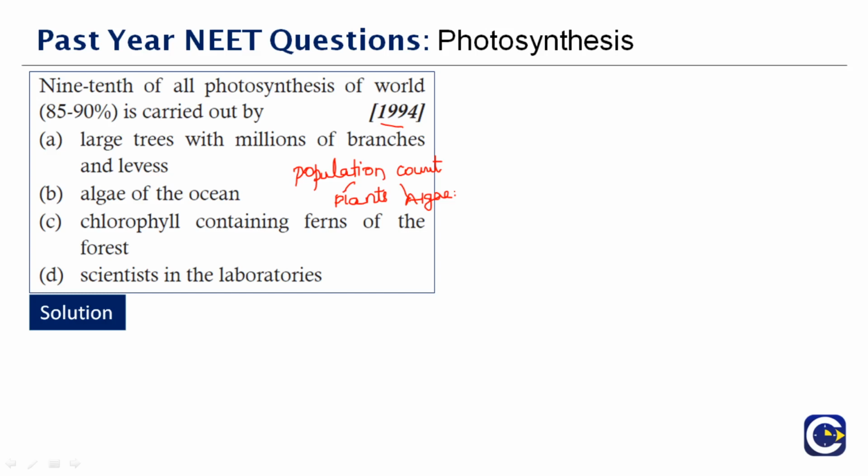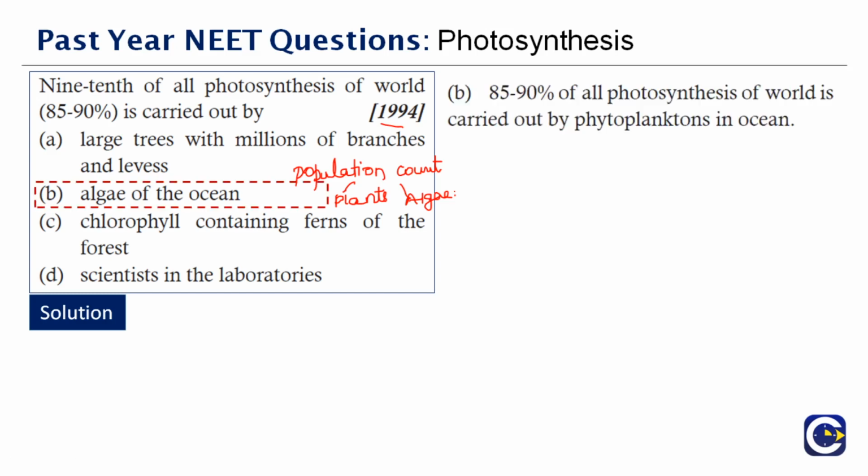If you look at the first option, large trees with millions of branches and leaves. Nowadays you don't see trees only, right? So where will that 9/10 of the photosynthesis be carried out? Chlorophyll containing ferns of the forest. See, the ocean covers the overall planet. When I talk about forests, it is confined to a particular area. So 9/10 of the photosynthesis of the world is carried out by the algae of the ocean. Therefore, the correct answer is option B.